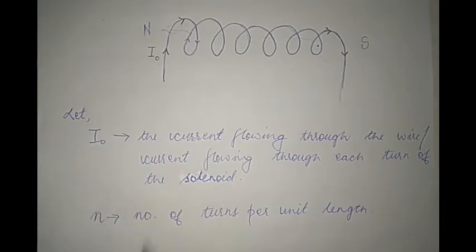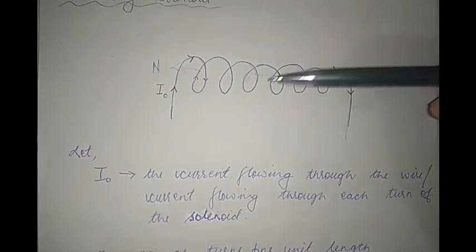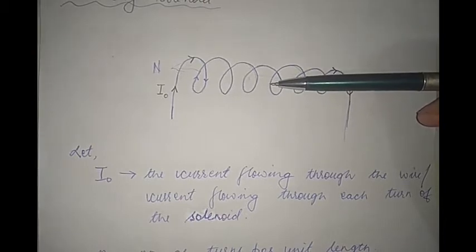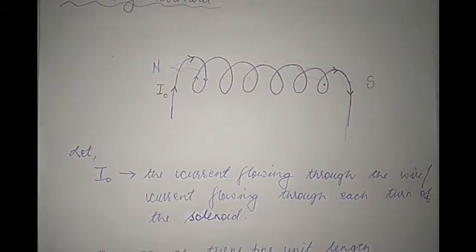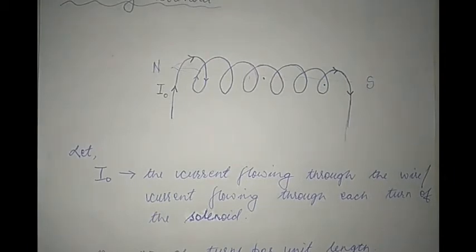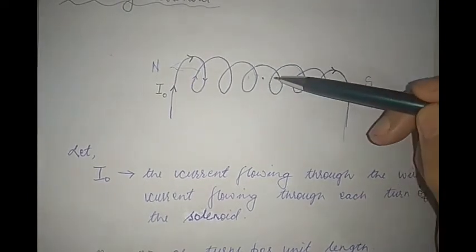So let I0 be the current flowing through the wire, or the current flowing through each turn of the solenoid, and n, small n, be the number of turns per unit length of the solenoid. Now, in order to calculate the magnetic field at a point inside the solenoid, using Ampere's circuital law, what we need to do is we need to consider a loop. Say, for example, we want to find the magnetic field intensity at this particular point, and that particular point is P. So what we need to do is we need to consider a closed loop, and this closed loop has to pass through this point.